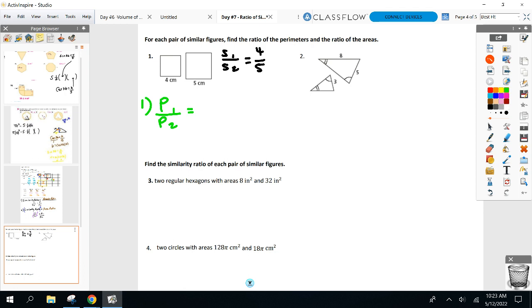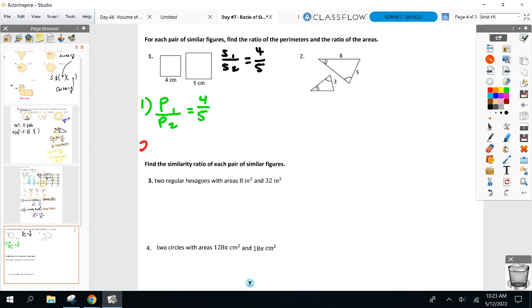Okay, automatically then, what's your perimeter ratio? Also 4 to 5. And before I move on to area, I want to make something clear. Am I saying that the perimeter of the first one is 4 and the perimeter of the second one is 5? No. Whatever the perimeters are, you put them over each other, and they're reducing down to 4 to 5. That's not telling you what the perimeters actually are, just what ratio they're in.